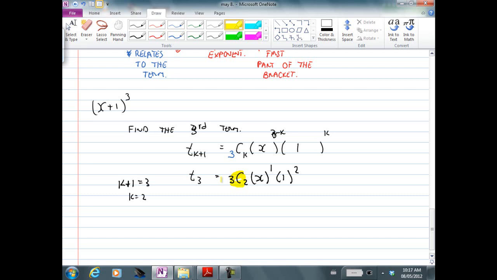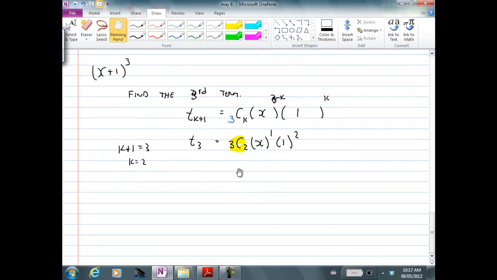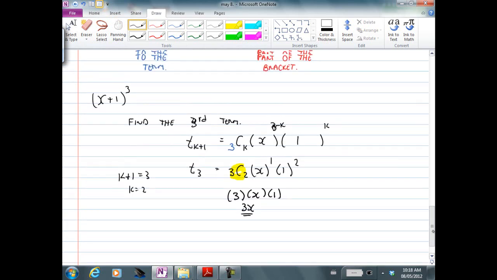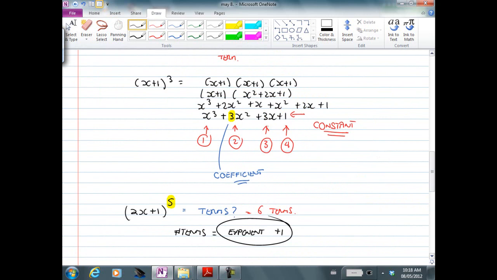How do you get K? Because remember, T k plus 1 has to be the same as T3. So K plus 1 has to be 3. So K is 2. That's why. What do you want us to punch in the calculator? 3C2. If you punch in 3C2, you should get 3. So you're going to rewrite this as 3 times x times 1, which is 3x. My answer, if I look at the third term, is indeed 3x.